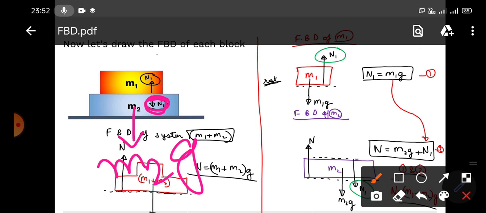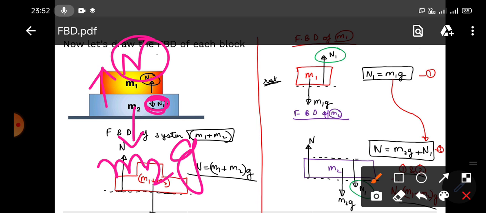That force is the ground pushing the m2 with an N force, the normal reaction force. We can even take N3 also. So the block and the ground: this m2 block is actually pushing the ground, but the ground is also pushing the m2 block. So the block is applying a force, the normal force N.